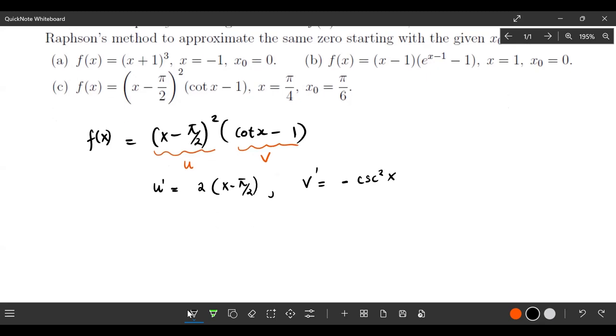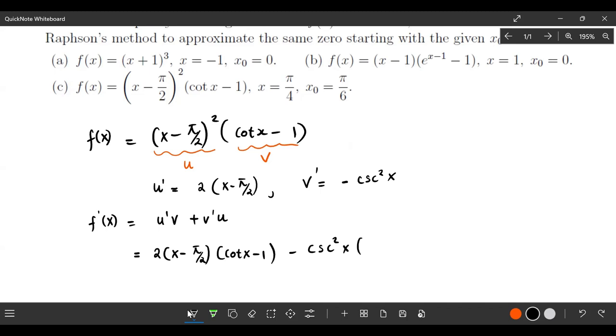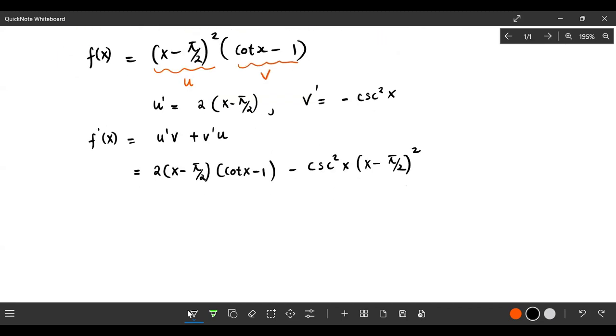Now f prime of x is equal to u prime v plus v prime u, or the other way around, it doesn't matter the order. Our u prime is 2 times x minus pi over 2, times v. Our v is cot x minus 1. And then v prime is negative cosec squared x, times u. Our u is simply x minus pi over 2 squared. So that is our first derivative.